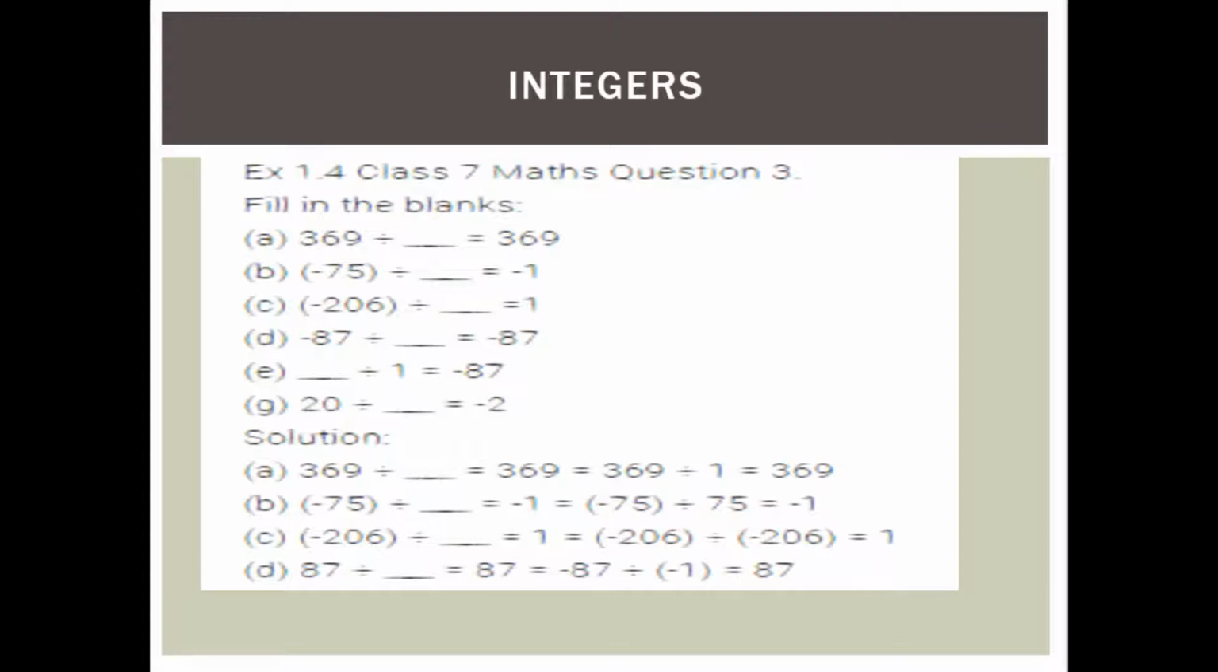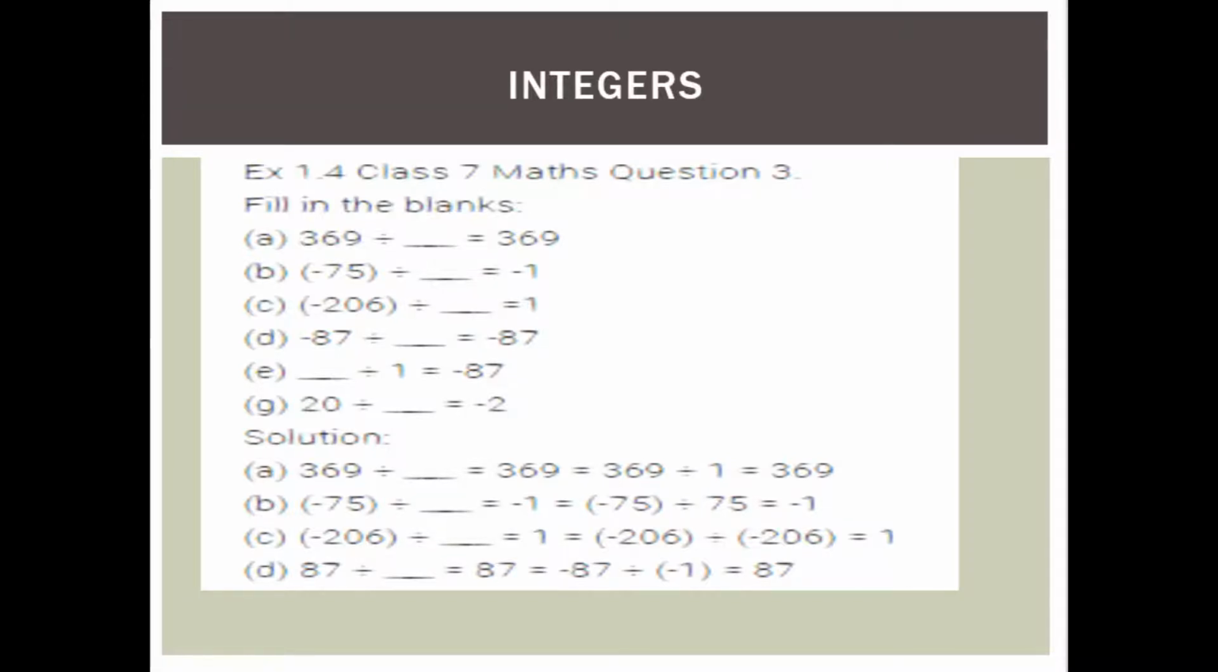Third question is fill in the blanks. 369 divided by dash equal to 369. 369 divided by 1 equal to 369. Minus 75 divided by some number, so that answer comes out to be 1. If a number is divided by itself, only then 1 comes. So answer is 75, because minus sign is there, so another value with the positive sign needs to be there. Only then you will get answer minus 1.